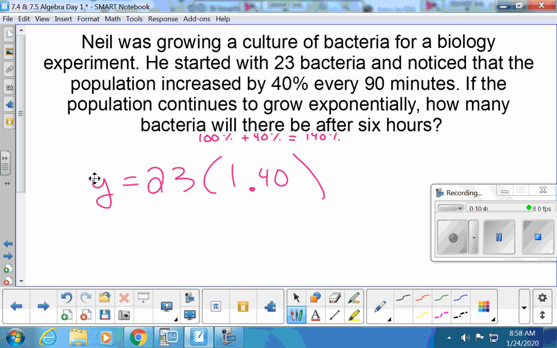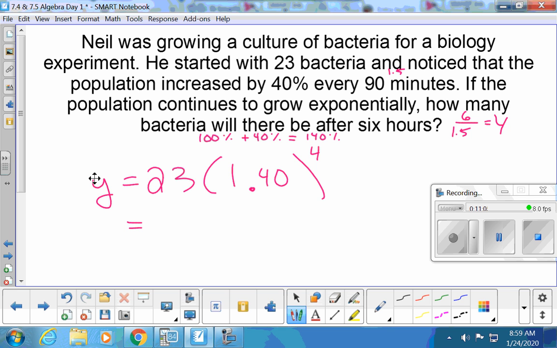We got to figure out how many times it's going to double in 6 hours. So how many 90-minute periods are in 6 hours? Isn't 90 minutes an hour and a half? So let's just do 6 and divide it by 1.5, and that'll be how many hour and a half time periods there are in a 6-hour time zone. Is it 4? Yeah. Good. So that 4 will go here. So that's how many times the doubling will occur. Well, not the doubling, but the increasing.